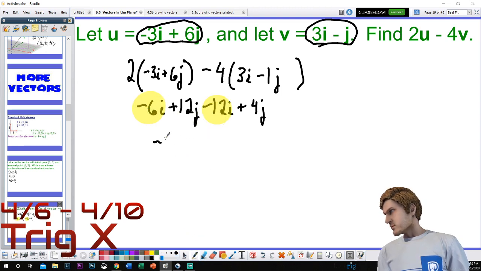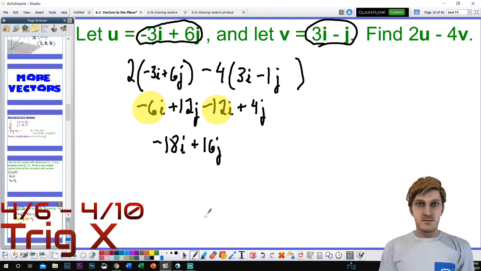This gives us negative 18i. I misspelled i, I'm sorry. I got so excited about doing the j, I wrote j. 12 plus 4 gives us 16j. And that's it. If I had asked you to do this in component form, it would look like that.